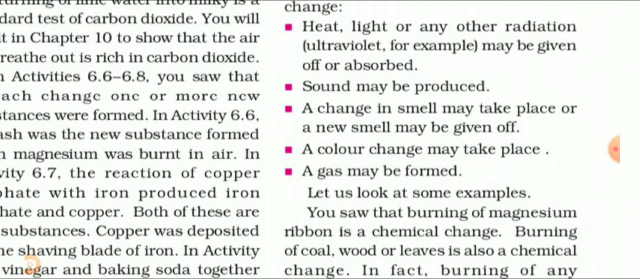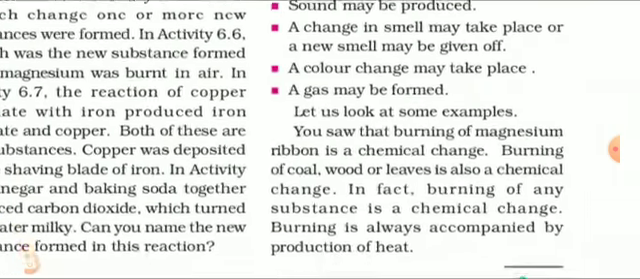साउंड भी प्रोड्यूस हो सकती है, जैसा हमने अभी कहा था विनेगर, और जब हमने एसिटिक एसिड को ऐड किया था तो हिसिंग साउंड प्रोड्यूस हुई थी. A change in the smell may take place and a new smell may be given off. स्मेल में चेंज हो सकता है या फिर एक नई स्मेल भी आ सकती है जब भी कोई केमिकल रिएक्शन इज देयर. A color change may take place. A gas may be formed. Now let's look at some examples.